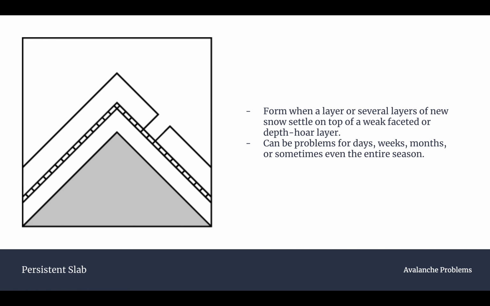Another thing is that since this weak layer is buried so deep within the snowpack, it changes slowly, so it can gain strength very slowly. What this means is that these persistent slabs can be avalanche problems for a couple days, a couple weeks, a couple months, or can even last the entire season. So they are very dangerous in the backcountry.